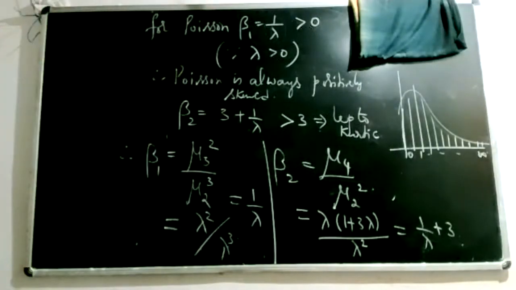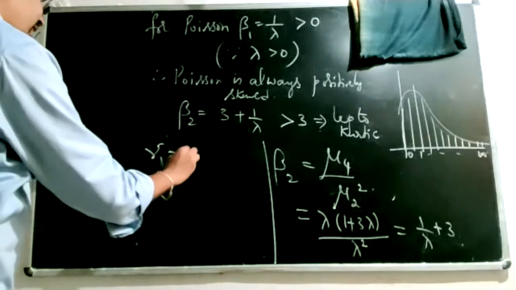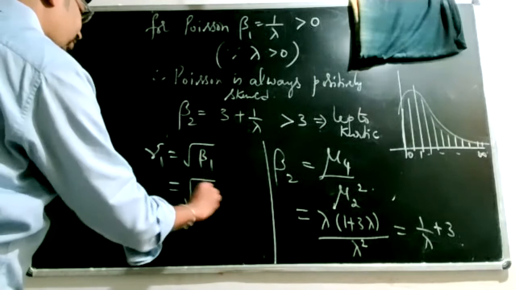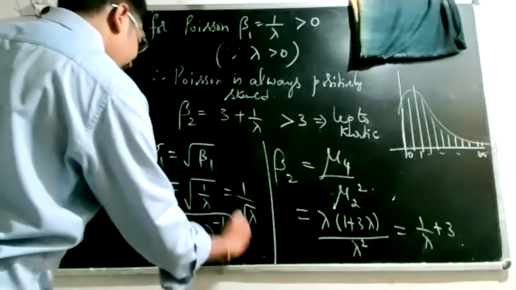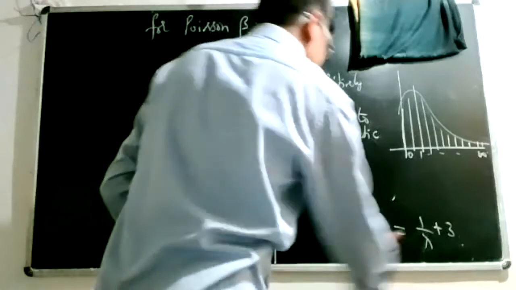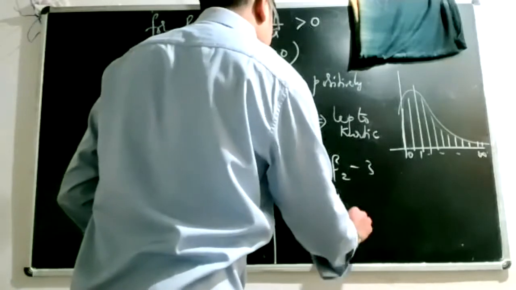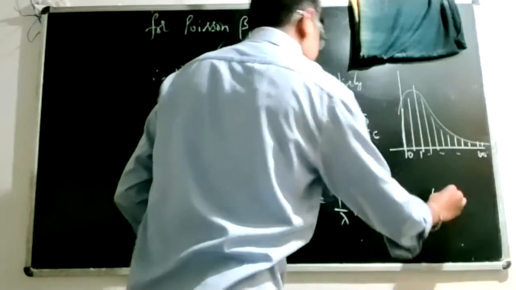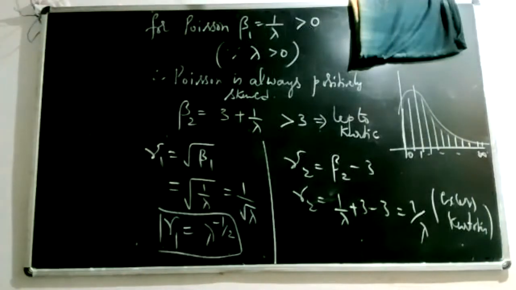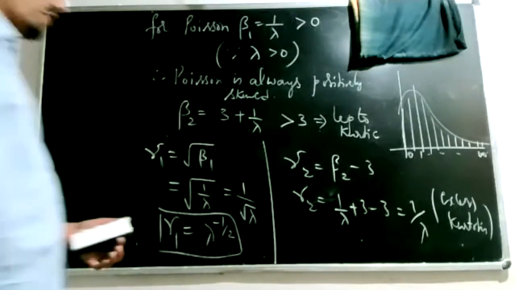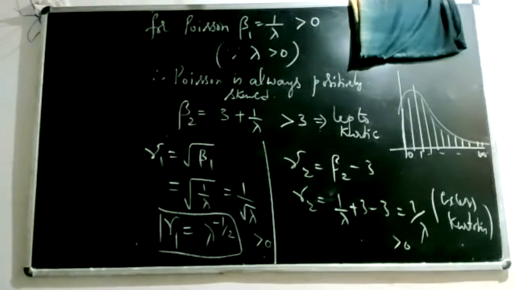Of course, we are done with obtaining beta 1 and beta 2. If you want to look into the value of gamma 1 and gamma 2, gamma 1 is defined as the square root of beta 1. So this is the square root of 1 by lambda, which is 1 by root lambda, or you can write it as lambda power minus half. And gamma 2 is beta 2 minus 3. So it is 1 by lambda plus 3 minus 3, which is 1 by lambda. This gamma 2 is called excess kurtosis. Kurtosis is always measured around 3. What is the excess after 3? Again, you are getting a positive answer there. Therefore, we have positive skewness and leptokurtosis.